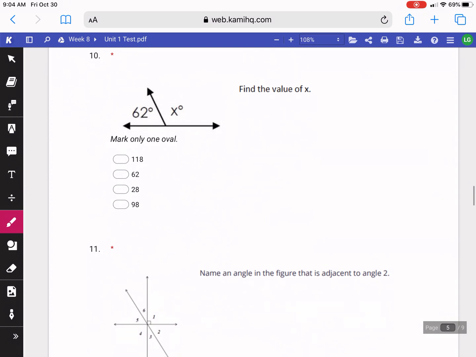Our next one wants us to find the value of x. If we look here, we notice it forms a straight line. So these add to 180 degrees. They're supplementary angles or a linear pair. So to get x, we would do 180 minus 62. That comes out to 118 degrees.